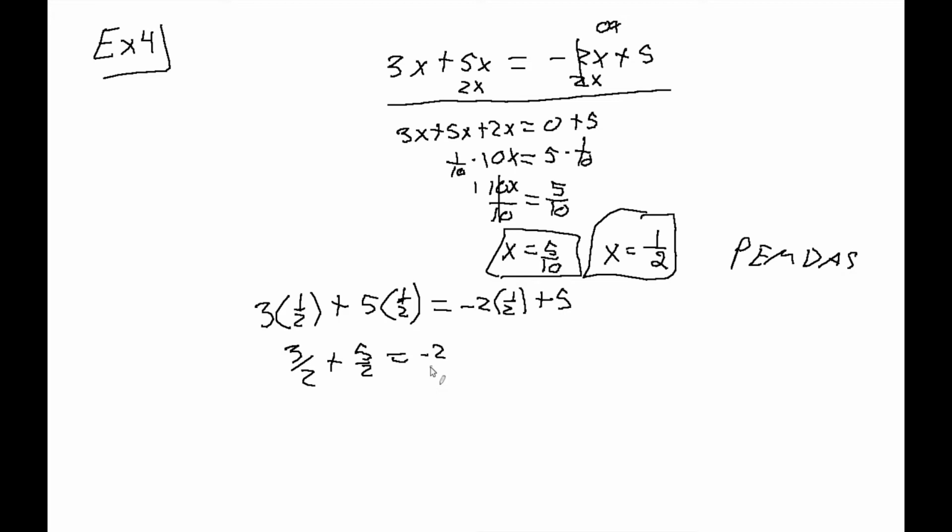And the 5 and 1/2 as 3 halves. And the negative 2 and 1/2, let's write it as negative 2 and a half. So we know that the negative 2 and 2 just gives you a negative 1. Bring down the 5. We know that 3 plus 5 is 8, and since they have a common denominator, we can just bring the 2. And we know that 8 divided by 2 is 4, and the negative 1 plus 5 would just give you a positive 4. So 4 equals 4, so we got the right x, 1/2.